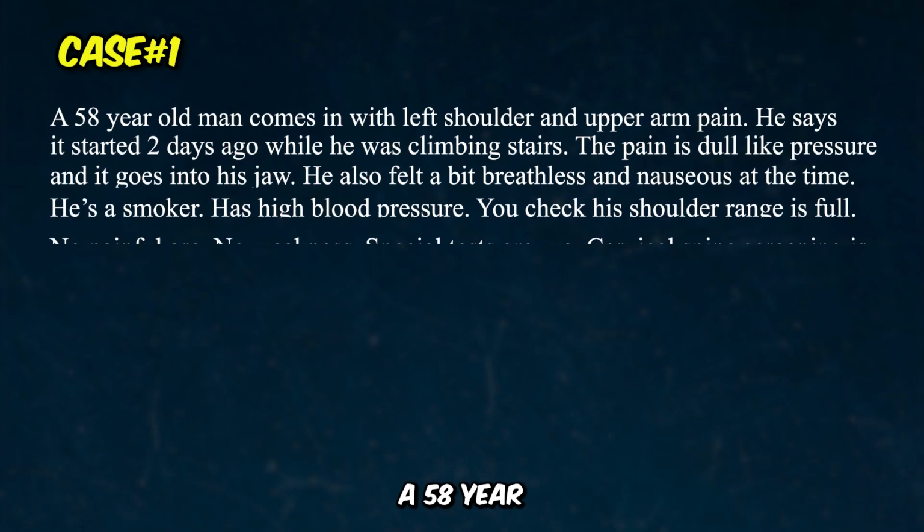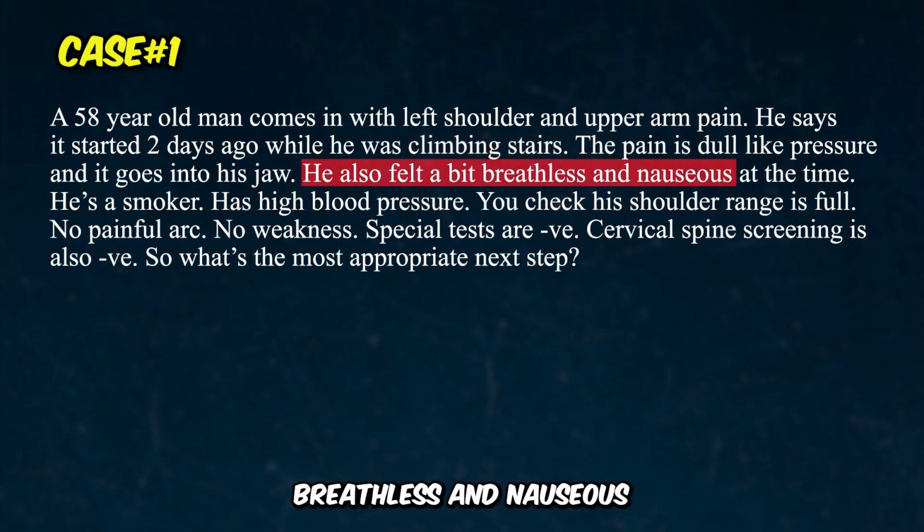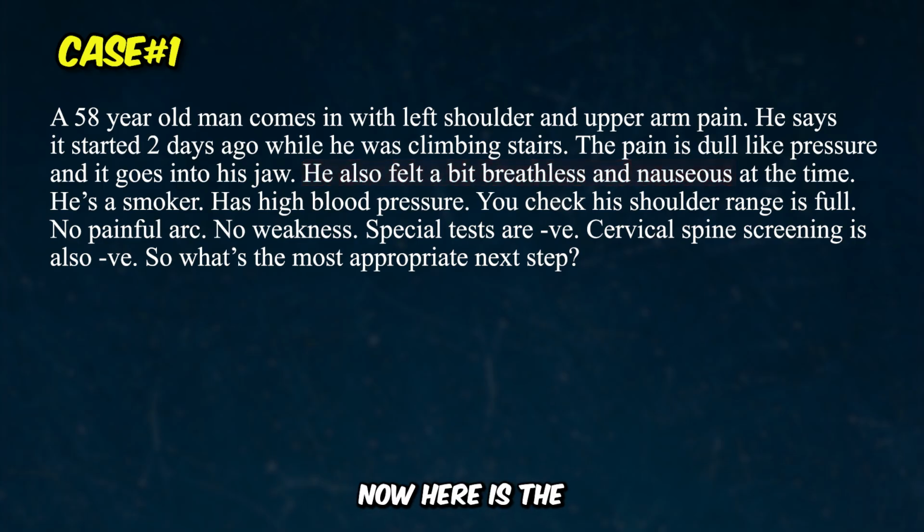Case 1. A 58-year-old man comes in with left shoulder and upper arm pain. He says it started 2 days ago while he was climbing stairs. The pain is dull, like pressure, and it goes into his jaw. He also felt a bit breathless and nauseous at the time. He's a smoker, has high blood pressure. Now here's the confusing part.